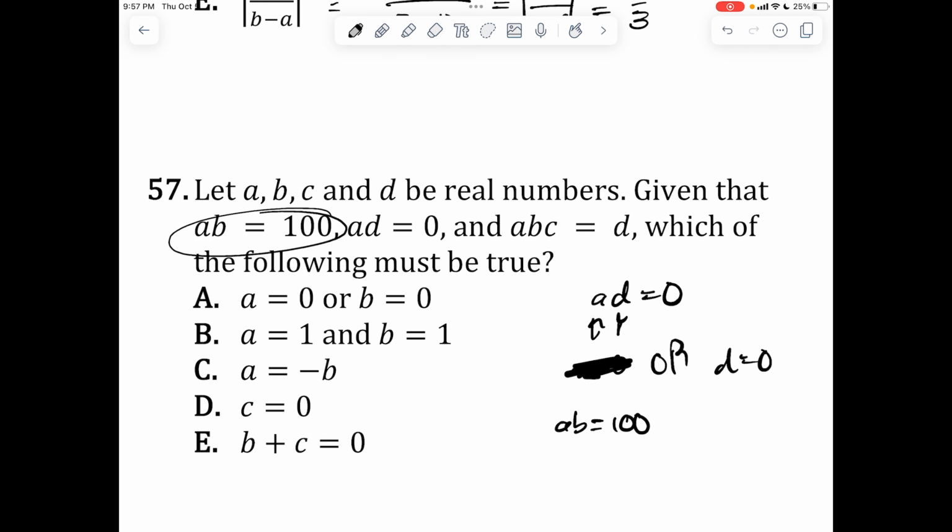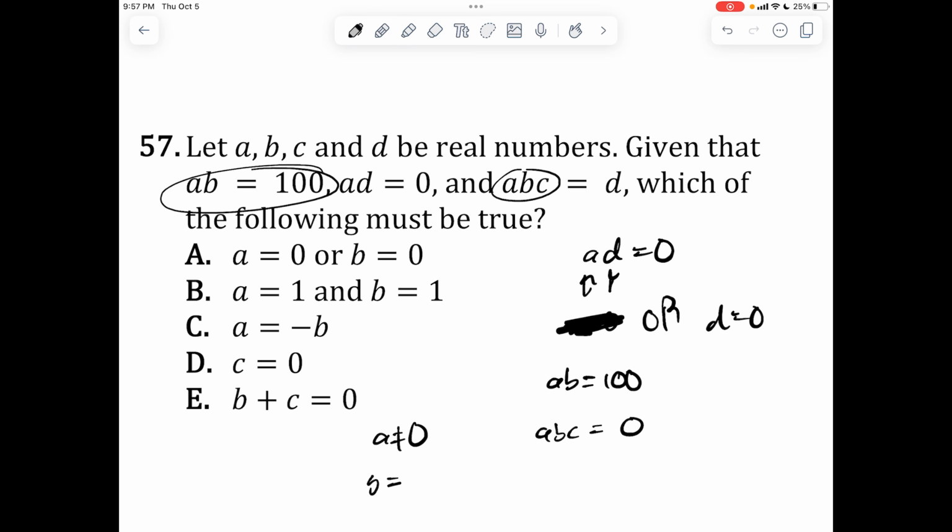d definitely equals 0. ABC also equals d. We already counted out that a cannot equal 0. b also cannot equal 0 because it multiplies to give you 100. That means that c also equals 0. c equals 0, d equals 0. Okay?